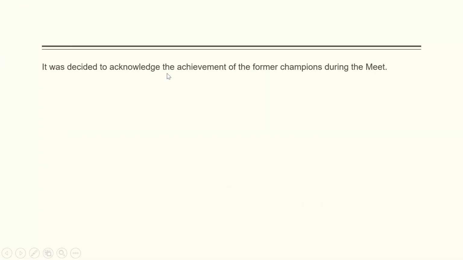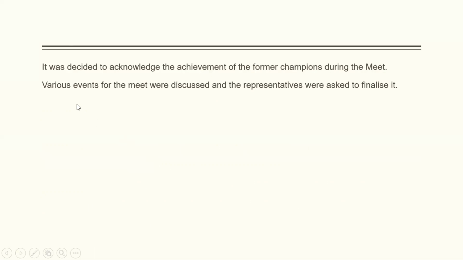It was decided to acknowledge the achievement of the former champions during the meet. That is, it was decided to acknowledge the champions of the last meet during this meet. Various events of the meet were discussed and the representatives were asked to finalize it. So they also thought about the various events to be included for the meet, and the student representatives were asked to finalize it.